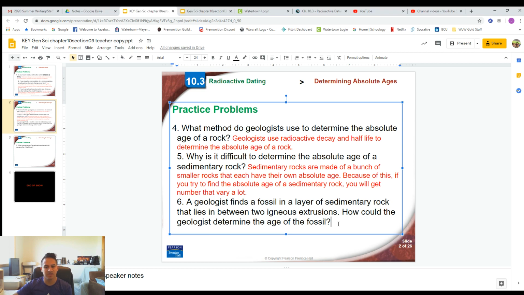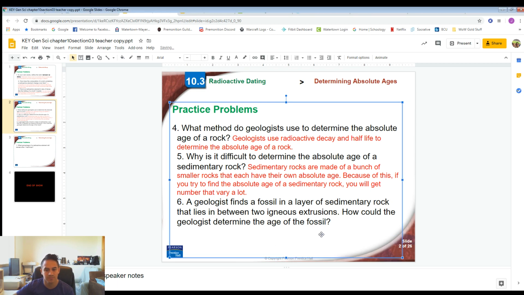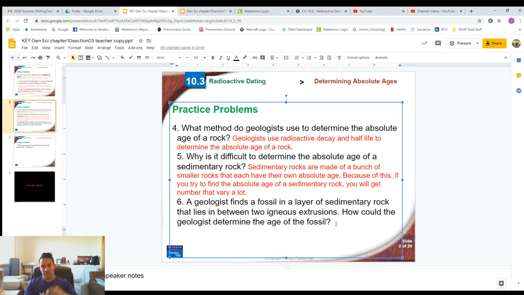All right, number 6. A geologist finds a fossil in a layer of sedimentary rock that lies in between 2 igneous extrusions. How could the geologist determine the age of the fossil? All right, so if we have a sedimentary rock layer with a fossil in it, and it's in between 2 igneous extrusions, then what we would need to do is radioactively or radiometrically date the igneous rock layers to get an absolute age for those, and then we know that the sedimentary rock layer or the fossil in between them is somewhere in between that time range. Okay, so we're going to say something along those lines.